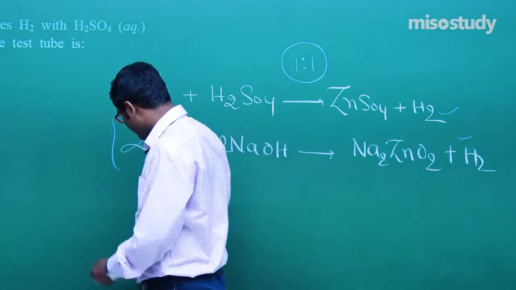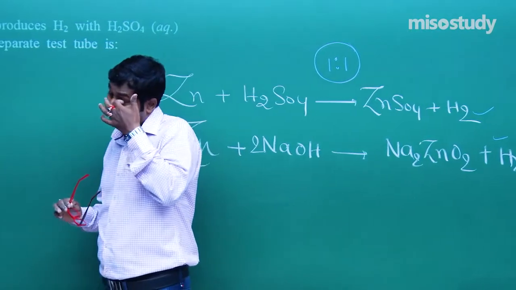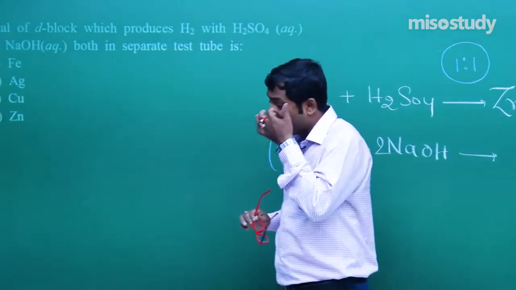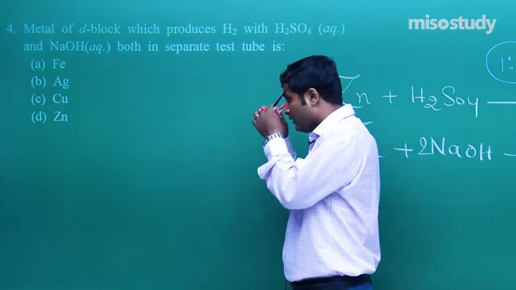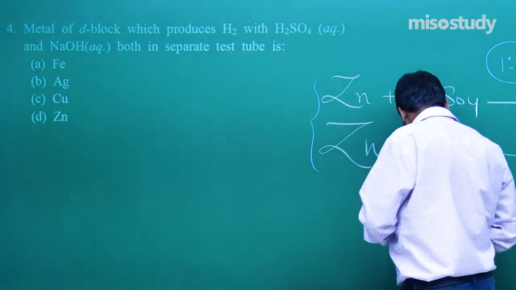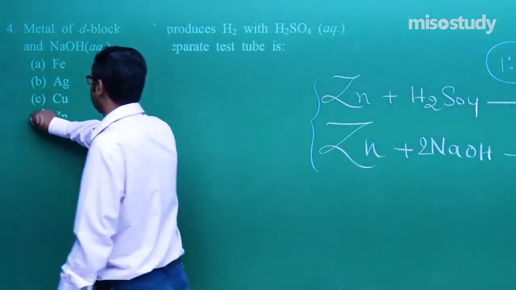This is one of the best questions. Wait for a moment. So for this question, we can say D is the correct option. So for question number 1, we can say D. D is the correct option. Clear?